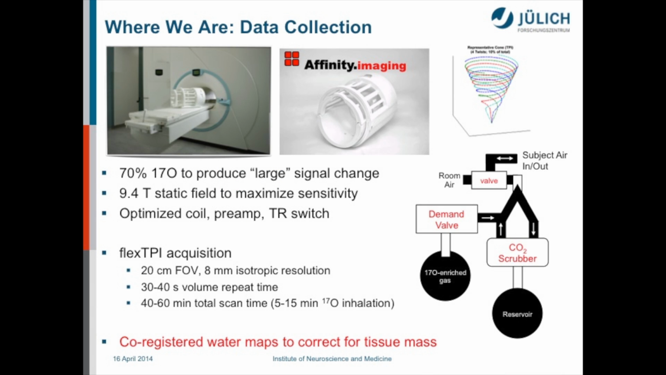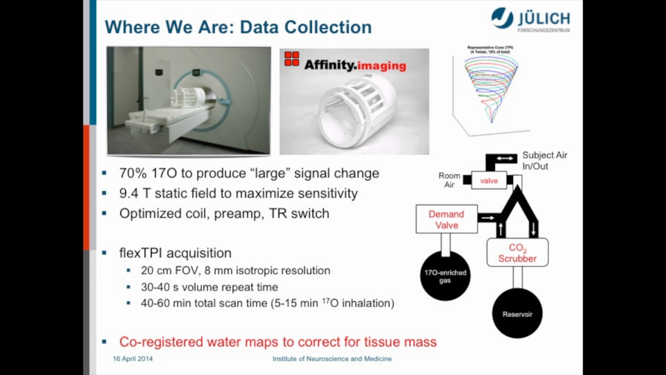So there's the 9.4 Tesla scanner with the oxygen coil, sequences programmed, the breathing apparatus programmed, the so-called flex twisted projection imaging acquisition, all programmed. And we really need to address that issue of quantification again. If you're going to try to be quantitative, you really need to correct for tissue mass, and you can do that from the water maps. I'm not going to show you the water maps, but we can acquire quantitative water maps to accuracy of percent in reasonably short acquisition times, and then we can correct for tissue mass.